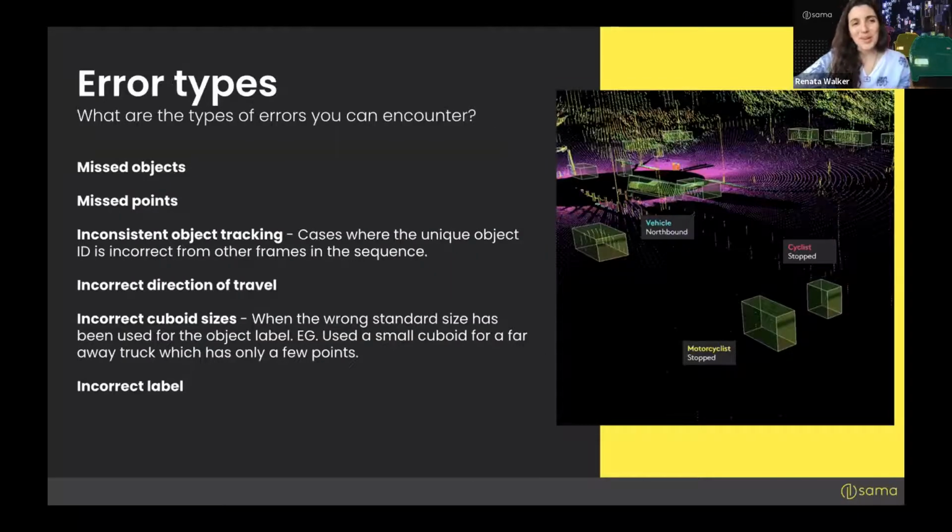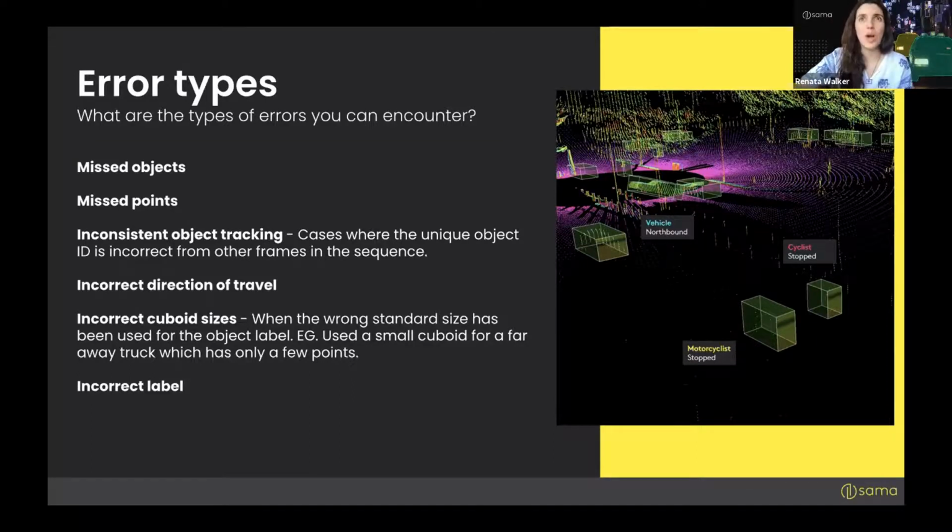Now let's talk about error types. What are the types of errors you can encounter? At Sama, we've worked with a lot of use cases, with a lot of different types of data, and we've seen a lot of different types of errors that we should definitely be looking into and that you might want to consider when you're building your quality rubric. One of them would be missed objects.